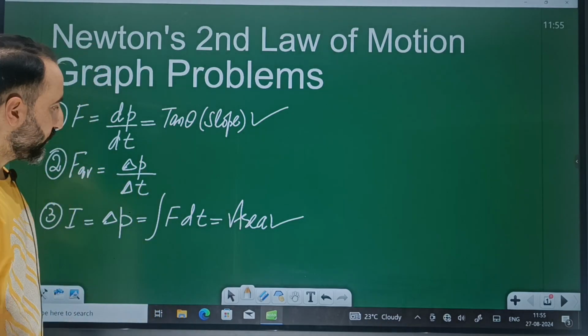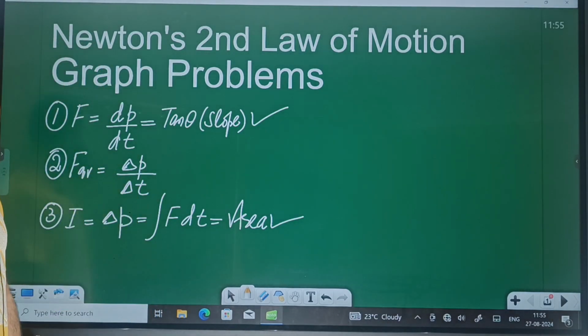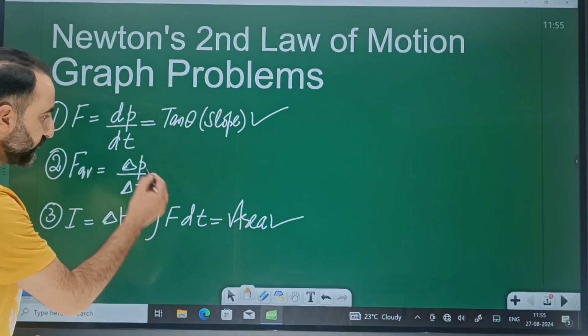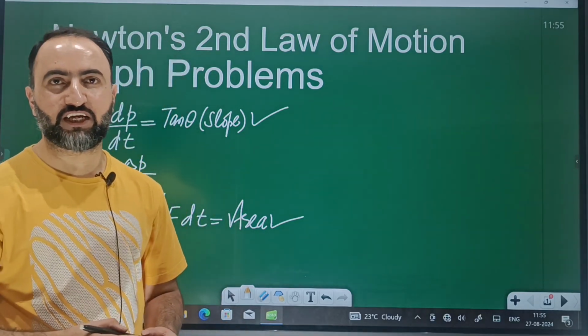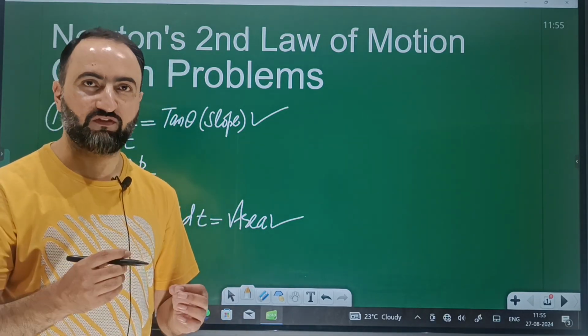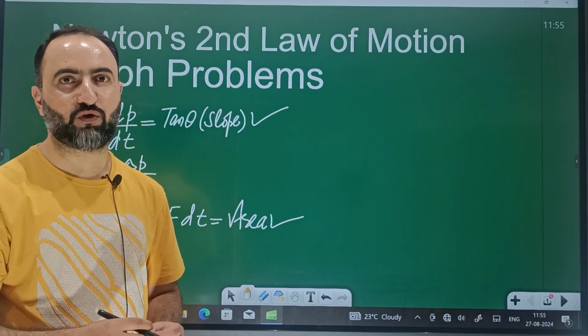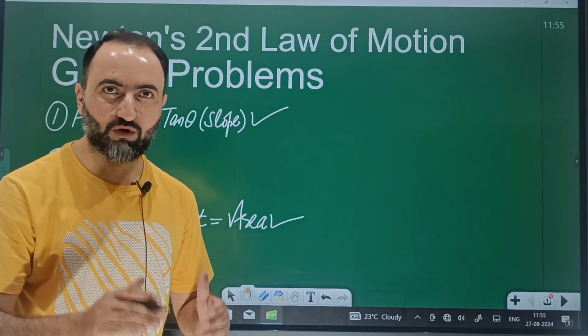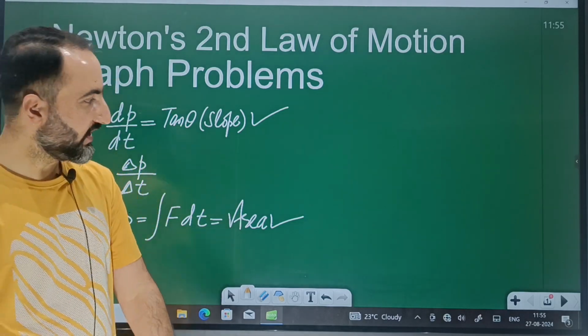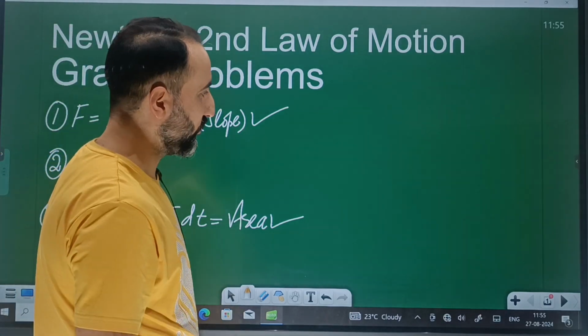Impulse is equal to change in momentum, which is equal to the integration of force with respect to time. You know that the integration of any function gives the area under the curve. The area above the time axis will be taken as positive and the area below the time axis will always be taken as negative. So let's do some questions on this.